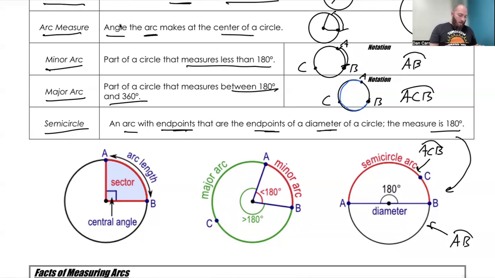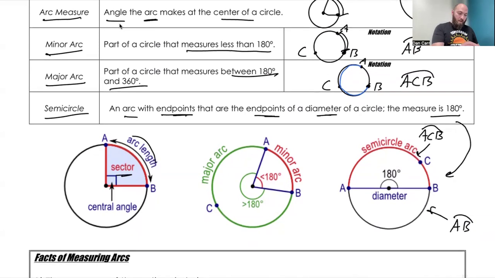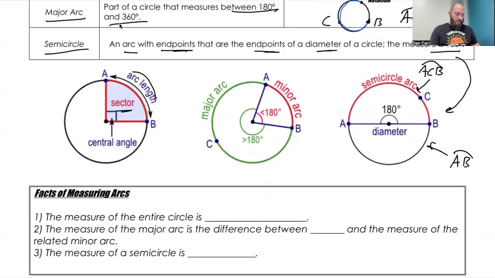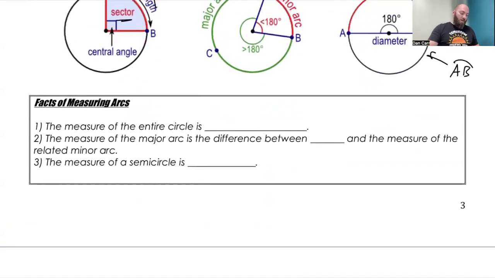Okay. So some other parts here, we'll get to this later, but the idea of arc length and sector, that is a distance and an area. That's for the next lesson. But just remember the central angle always matches up to the arc measure here. And here's another visual, minor arc versus major arc. Minor arcs are always less than 180. Majors are always greater than 180. Semicircles are exactly 180.